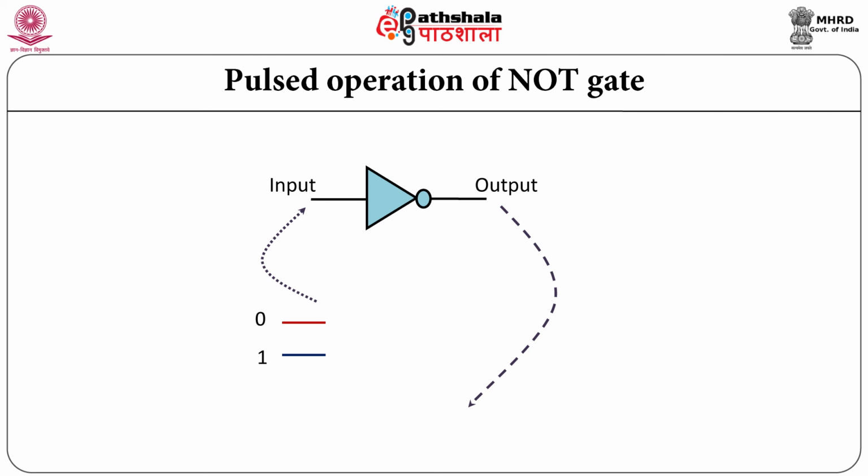Let us now study the response of the NOT gate to the pulse input waveform. It is important to note that logic gates obey the truth table irrespective of static or dynamic inputs. For a NOT gate, if the input is at logic 0, then the output will be 1 and vice versa. The output is inverted as compared to the input.